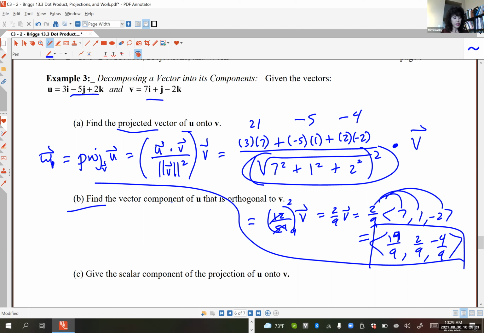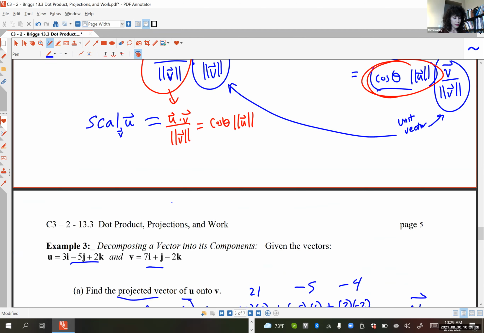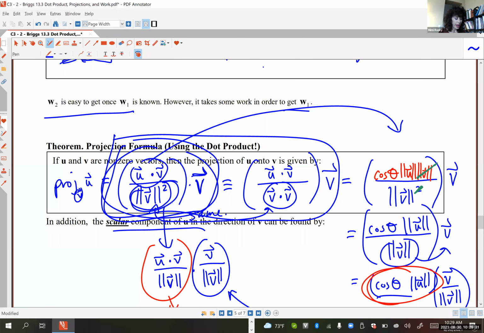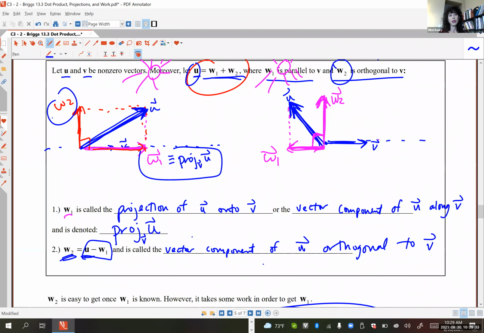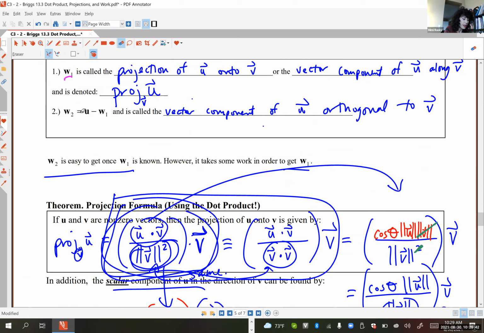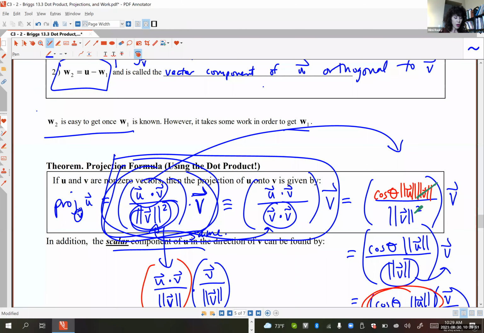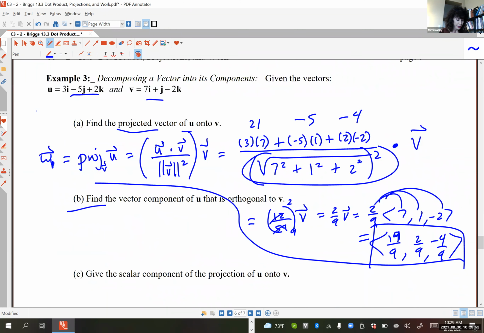Now, in letter B, they say find the vector component of u that is orthogonal to v. What are they asking for there? Well, if you look back at my diagram, they're asking you for W2, that vector component that's orthogonal to v. So it's this orthogonal component, the other guy. And it's really easy to find W2. You use this handy formula. W2 is your original vector that you're trying to project somewhere, minus W1, where W1 is the projected vector.